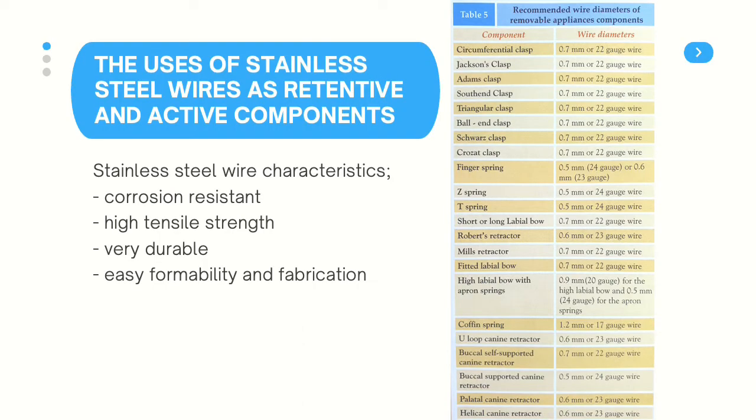Now, why do we use stainless steel wire as a retentive and active component? The stainless steel wire's characteristics are good, so it is chosen as the retentive and active component. I'm sure you already had a lecture about this topic. For this topic, you need to know what size of wire, and what the wire gauge is for each clasp, bow, spring, and retractor. Have a look at this table, which is from your textbook.